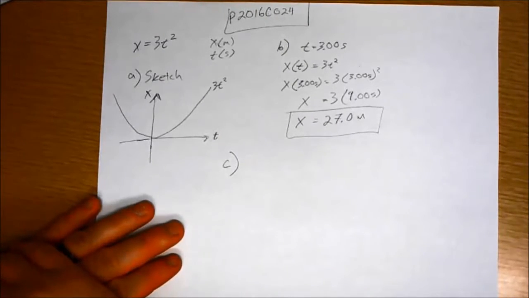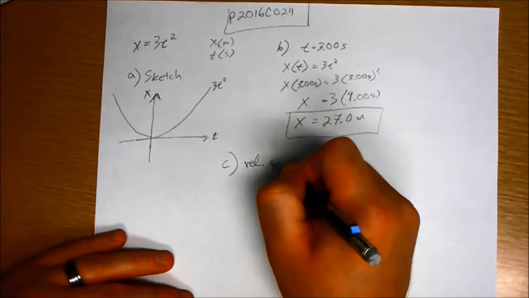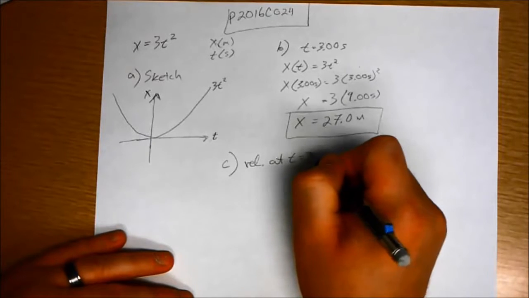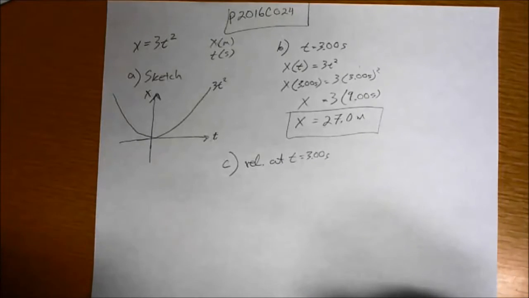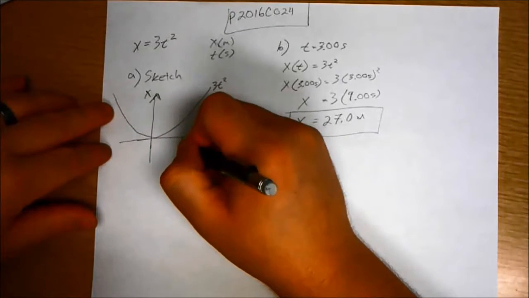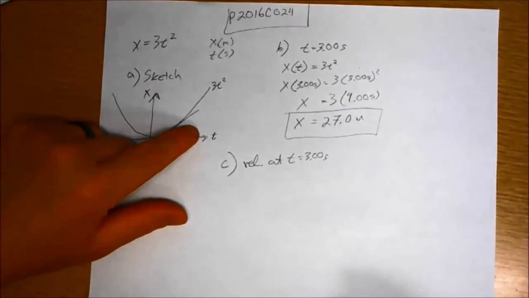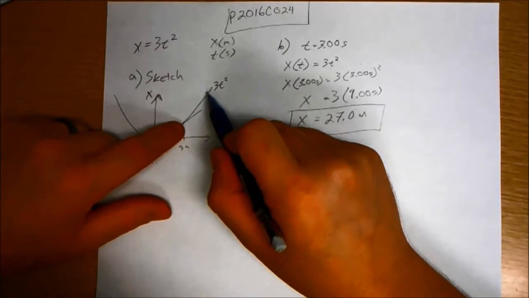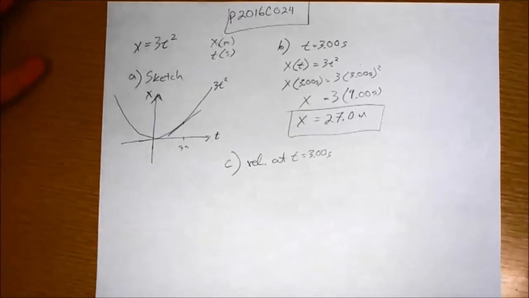Part C says evaluate its velocity at t equals 3 seconds. Well, in order to find the velocity, if this is 3 seconds, we have to find the slope of the tangent line. That's going to give the rate of change in the position at that point. And the way we do that is we take the derivative of the position.